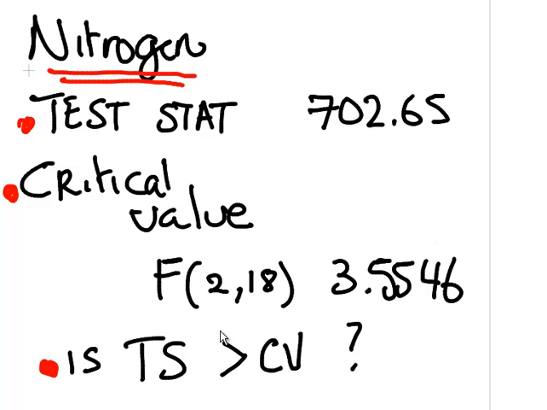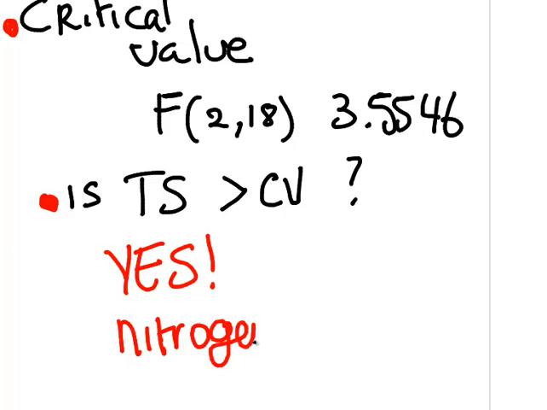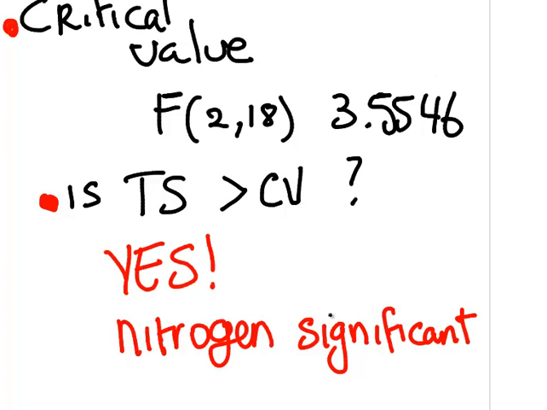Now all we have to do is compare our test statistic and critical value, and then make our decision. Let's go through them all and wrap this up. The test statistic for nitrogen was 702.65. The critical value from the F tables, with 2 and 18 degrees of freedom, was 3.5546. Is the test statistic greater than the critical value? Yes, 702 is greater than 3.55. That means nitrogen is significant. There's a significant effect of adding nitrogen fertilizer in this experiment, as it does change the results. So let's move on to the next one.